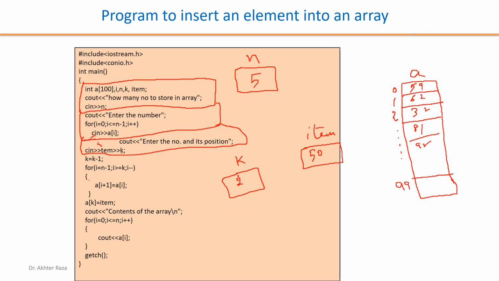Now, this is called the insertion operation. This is the insertion operation. What we are doing here, k is equal to k minus 1.